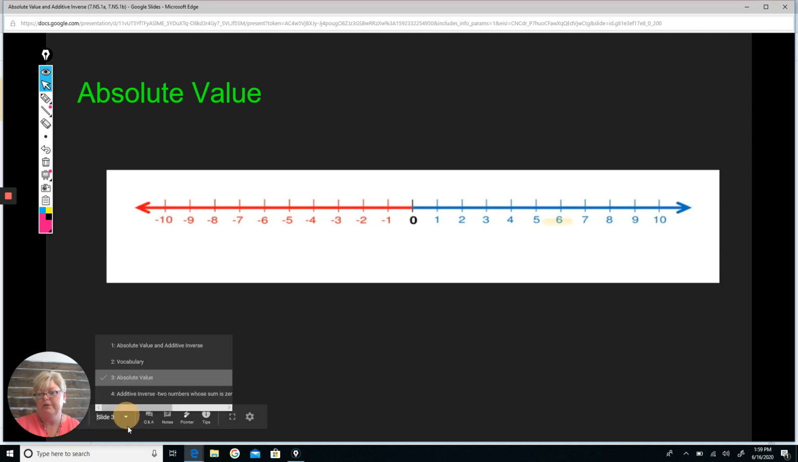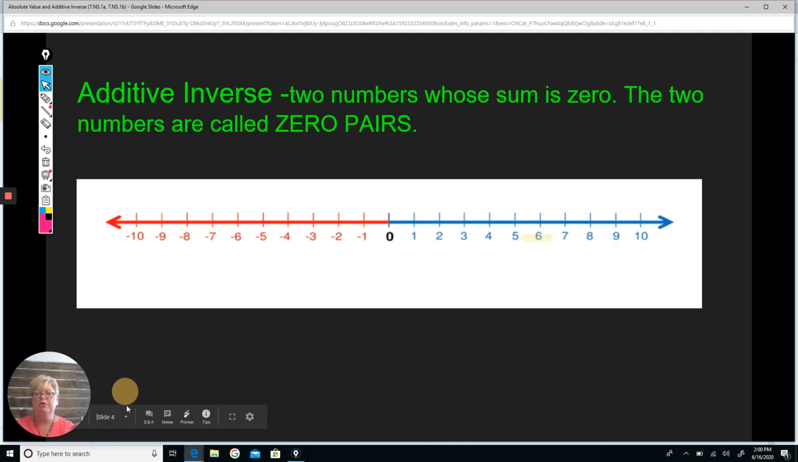So we're going to get that screen pulled up. And so we're looking at additive inverse, two numbers whose sum is 0. The two numbers are called zero pairs. And remember, sum is, we're going to add it up. Okay, so let's look at the first problem. So this is what I have. I have 4 plus -4.